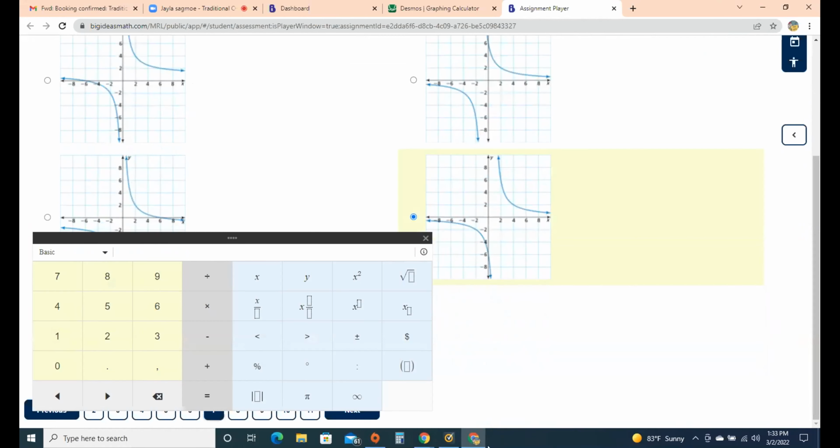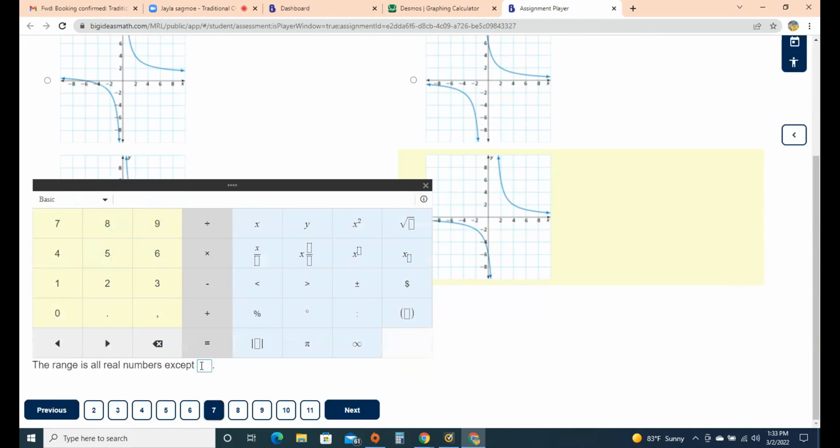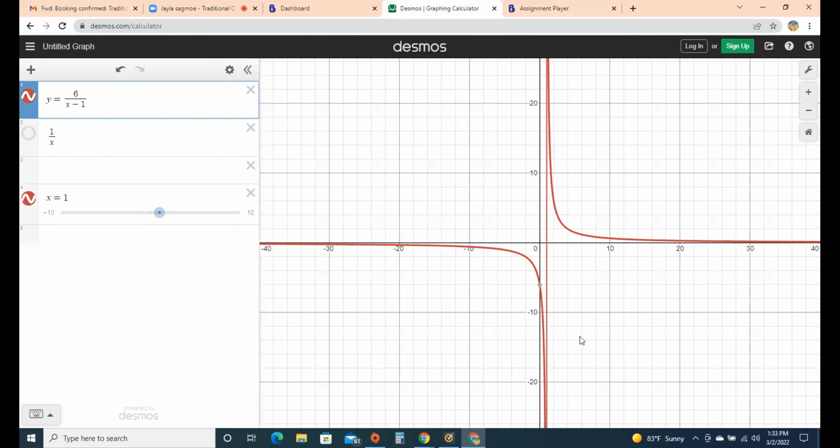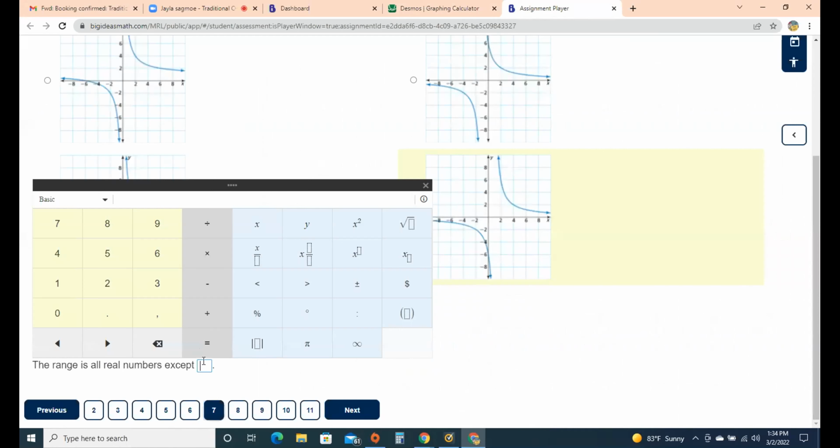Great. Okay. Now the range is all real numbers except, if you go back to your Desmos, do you see what the curve is approaching on the y-axis? Do you see how it looks like it approaches 0 if you zoom out? Yeah. So that's the excluded value, the one it will approach. Wait, so which one is it? 0. Yeah.